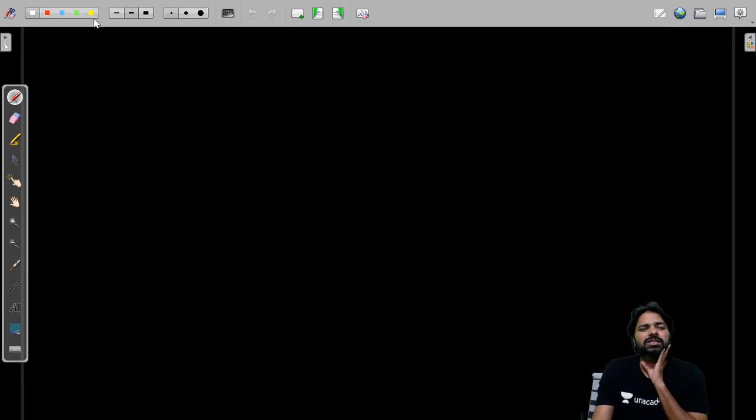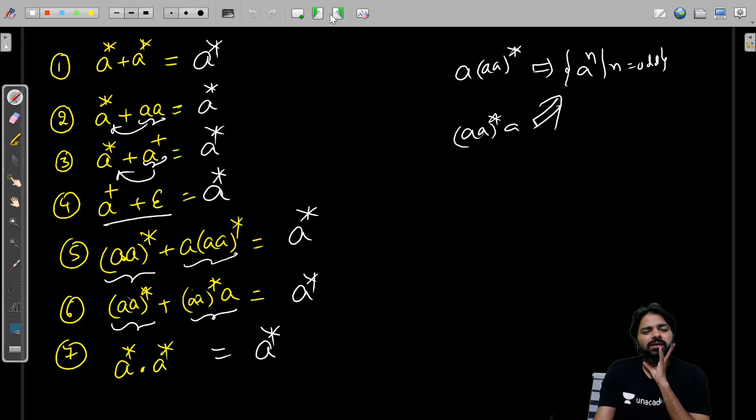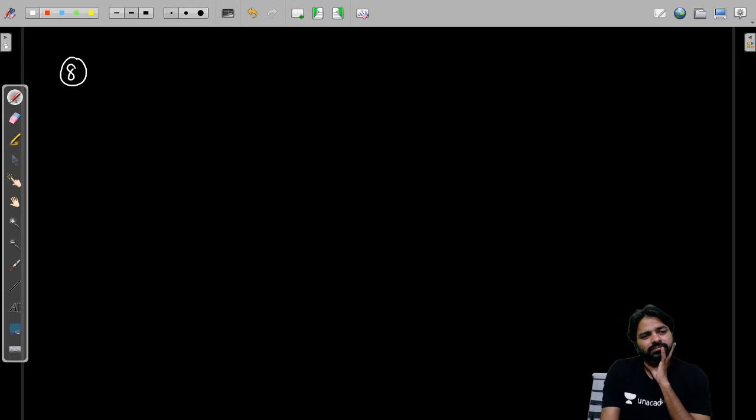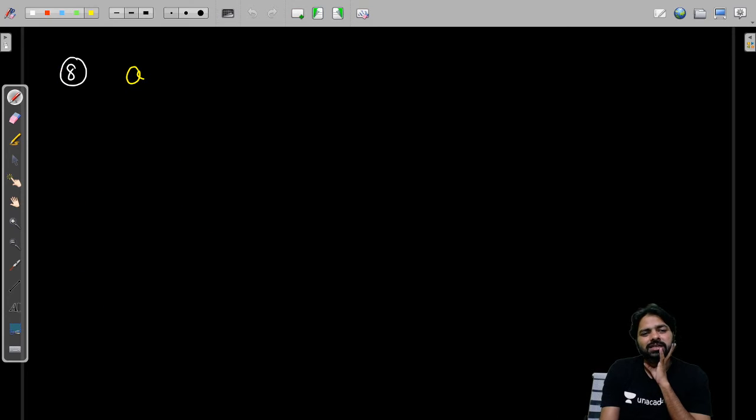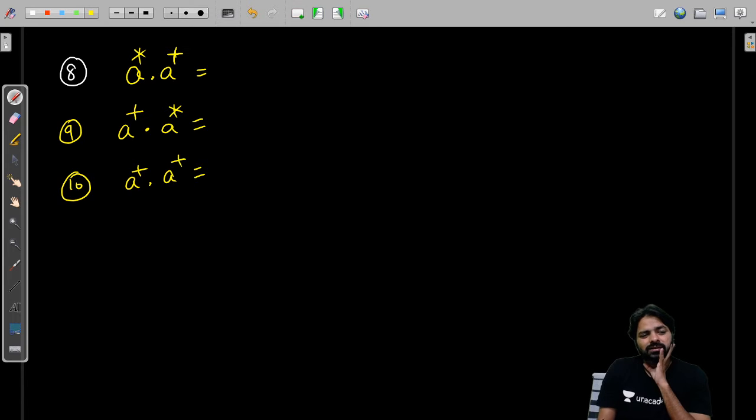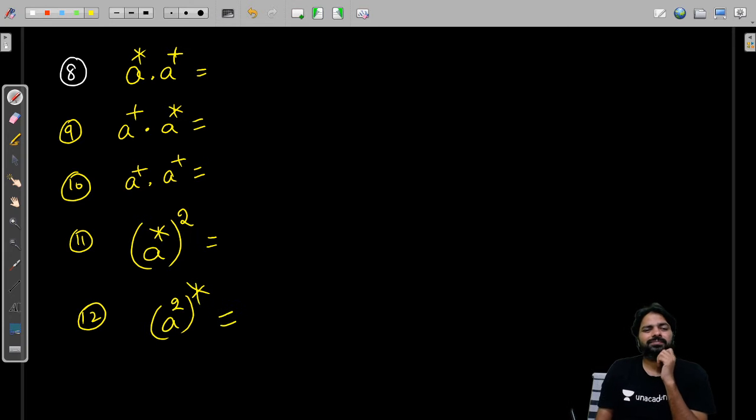Let's practice some of the questions quickly. How many are over? Seven: A star plus, let's say A star dot A plus. Nine: A plus dot A star. Ten: A plus dot A plus. Eleven: A square whole star. Quick, one by one.